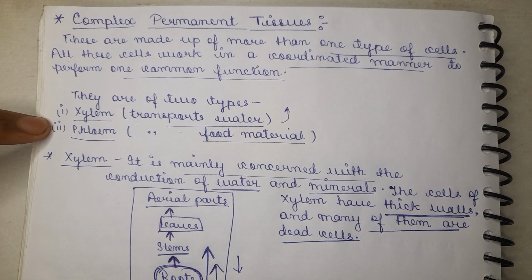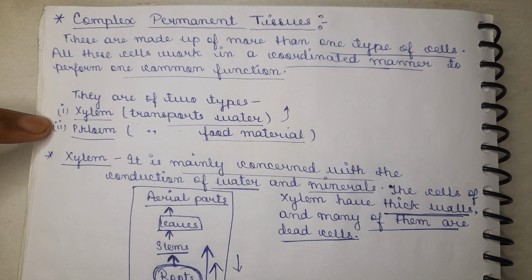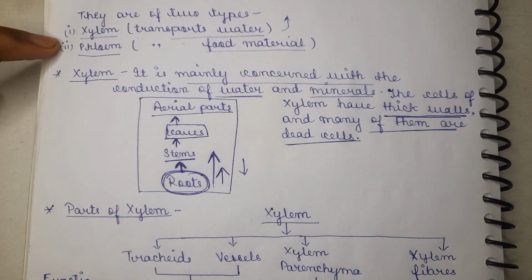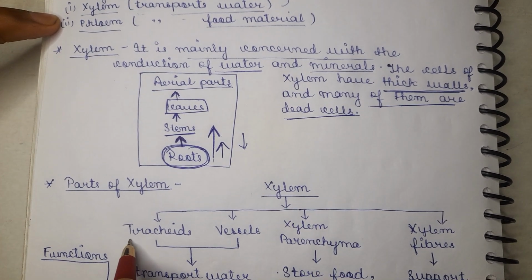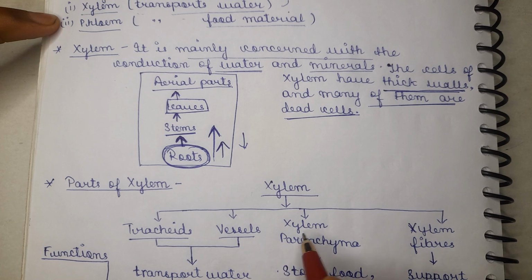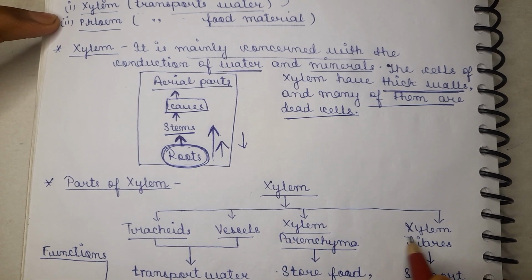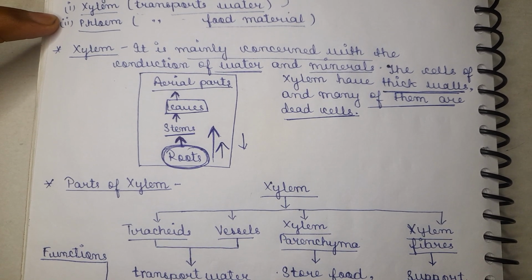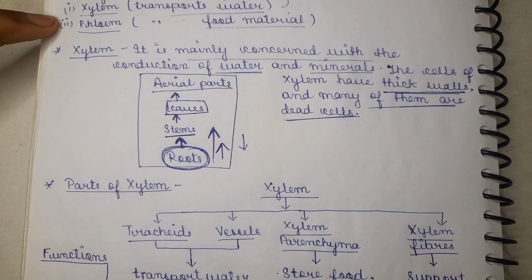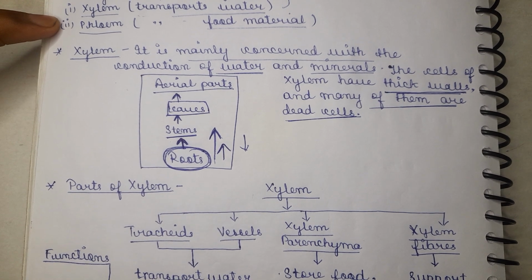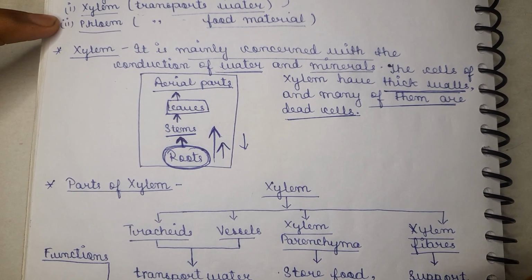Now the parts of xylem tissue. There are different types of xylem tissue and each part has a separate function. Mainly there are four types of xylem tissue. First is tracheids, second one is vessels, third one is xylem parenchyma, and fourth is xylem fiber. Mainly tracheids and vessels have a combined work. They allow the transport of water and minerals vertically, that means in the upward direction.